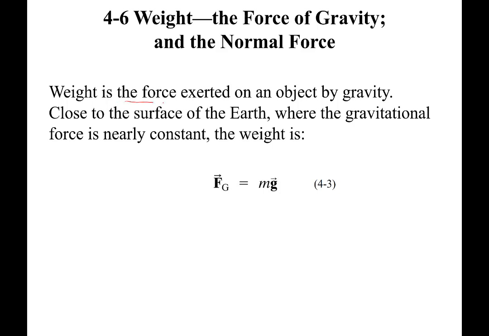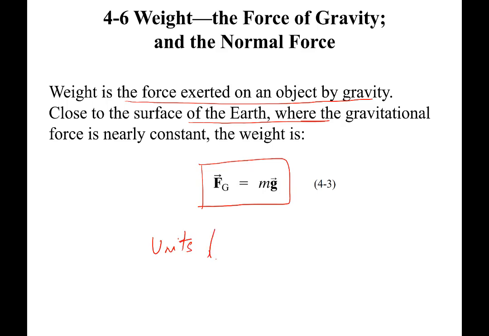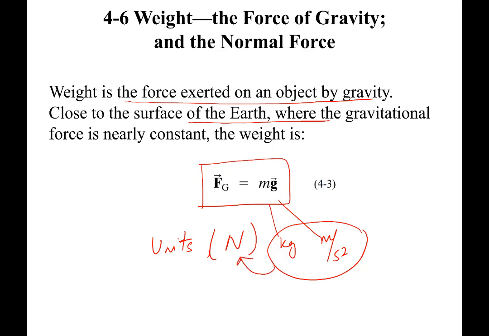So weight is the force exerted on an object by gravity close to the surface. The gravitational force is very nearly constant and is given by the weight. The units still stay as newtons, just as we described. The units of weight are newtons because it's mass in kgs multiplied by acceleration in meters per second square. Together, all of this makes 1 newton.